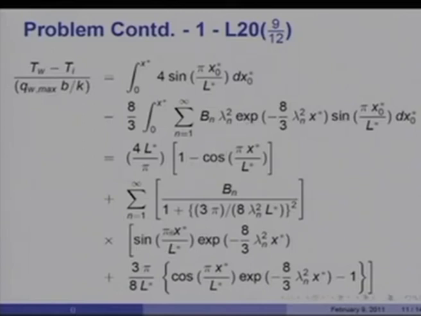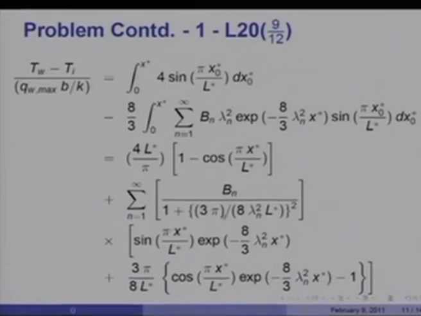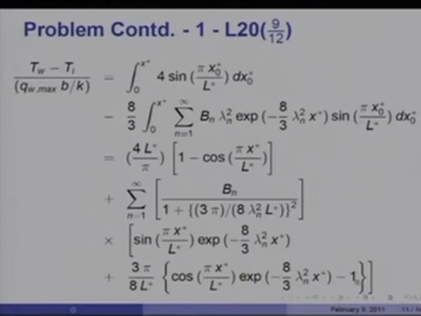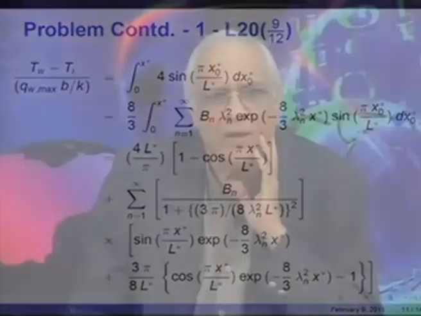So, the result is you get a very big bracket here with b n 1 plus 3 pi by 8 lambda n square L star whole square into sine pi x star by L star exponential of that term plus this term cos pi x star by L star exponential of minus 8 by 3 lambda n square x star minus 1. So, we have now obtained the variation of bulk temperature along the duct, and we have obtained a variation of wall temperature along the duct, and therefore, we can calculate the Nusselt number as it is shown here.